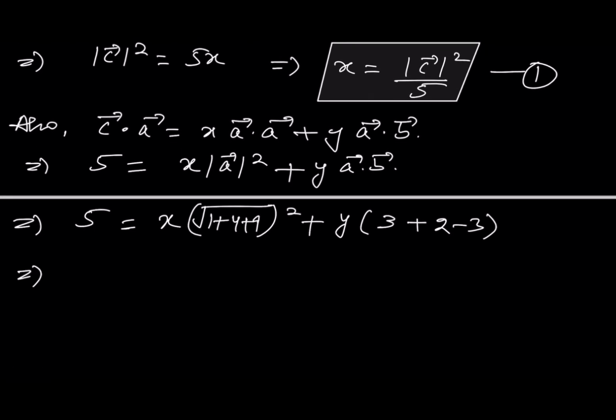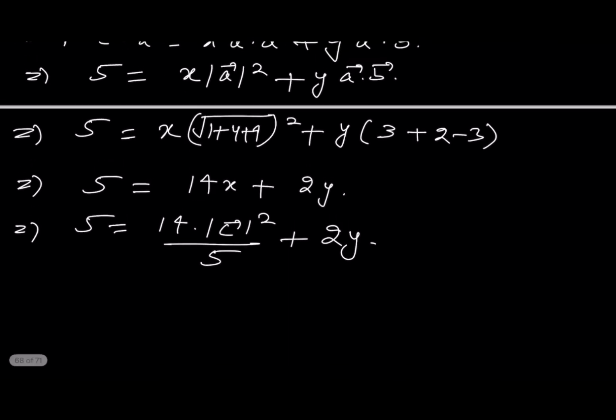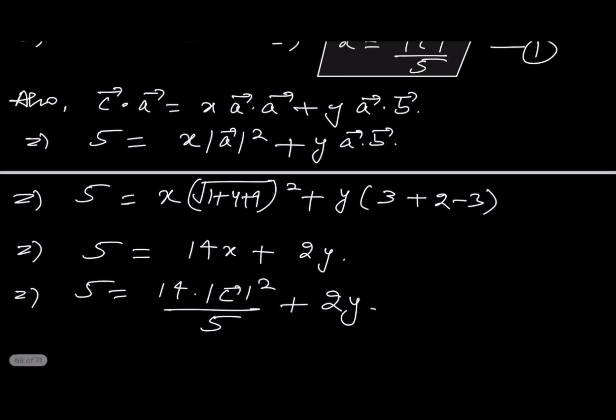So 5 is equal to 14x plus 2y, right? X I have found in terms of C from equation 1. So this will become 14 times mod C square by 5 plus 2y. Okay, now say this is equation 2.